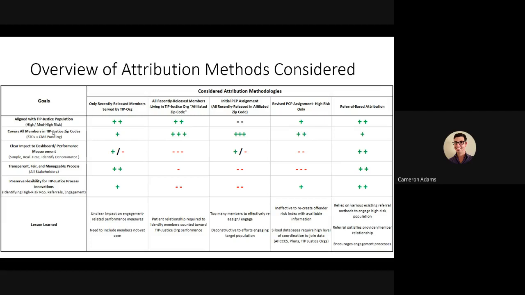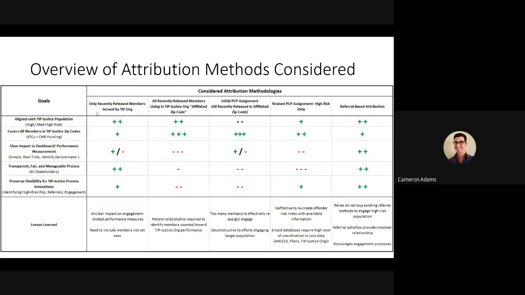And there's strengths in all of them. So we want to make sure that we're preserving that flexibility and moving us towards best practices moving forward to best serve these members here. A few of the attribution methods that we've considered: we started with only looking at the recently released members that were served by TIP justice organizations, but we weren't real clear how those were going to impact the engagement-related performance measures, specifically the initiation and engagement of drug and alcohol abuse treatment.